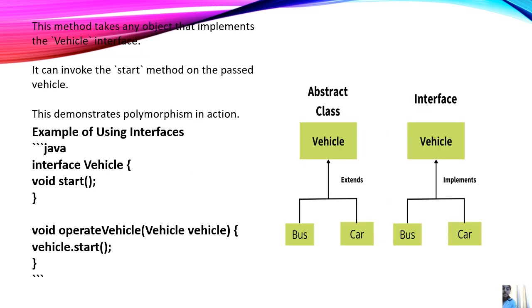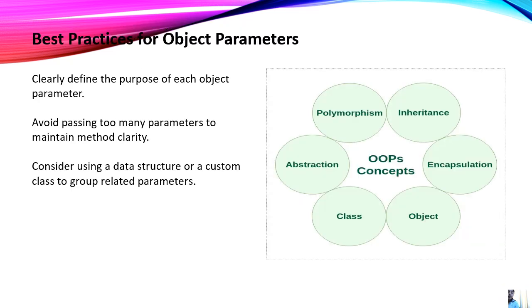This method takes any object that implements the Vehicle interface. It can invoke the start method on the passed vehicle. This demonstrates polymorphism in action. Here is one example. Best practices for object parameters.